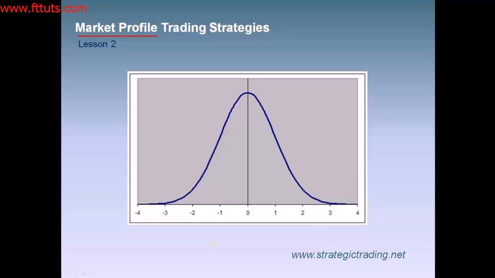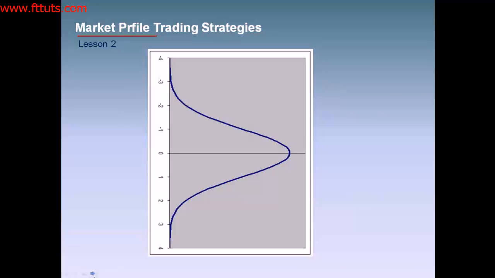Back to what we covered in our first lesson, the normal distribution. If you notice, what Steidlmayer did is he took the data from the market and applied the normal distribution concept to it. And that's why if you look at the profile, this is kind of what it looks like. He put the data into the standard normal distribution curve and basically was able to identify the value area for us based on the two standard deviations.